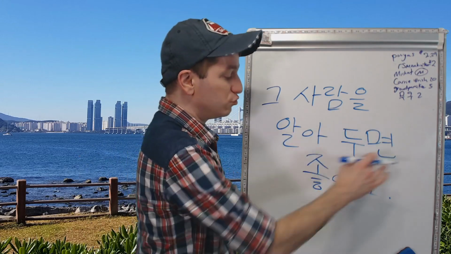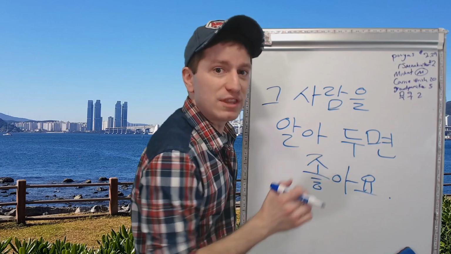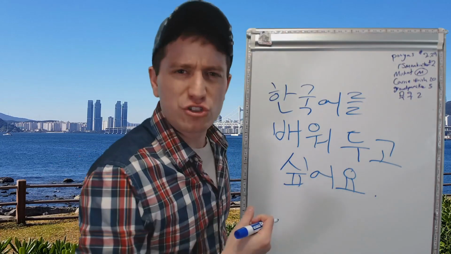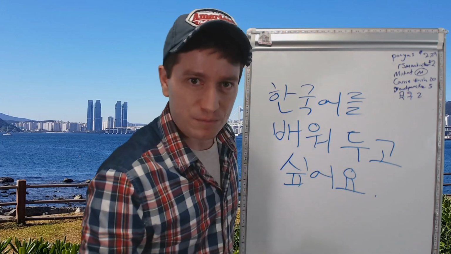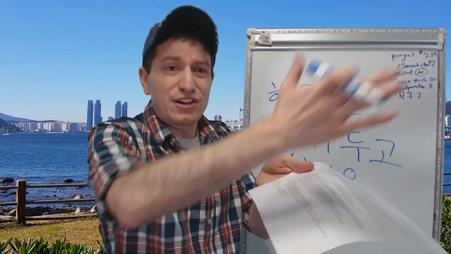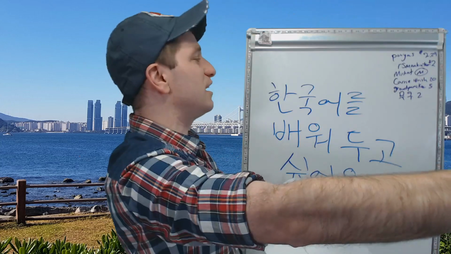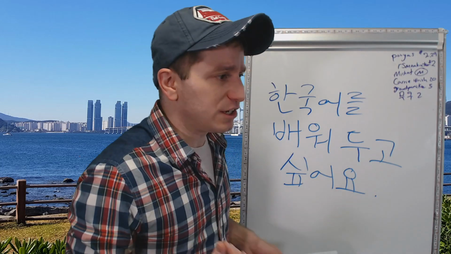그 사람을 알아두면 좋아요. You should know that person and then continue to know them long term. 그 사람을 알아두면 좋아요. Okay, I'm preparing to travel to Korea next year. 한국어를 배워두고 싶어요. I want to learn Korean for later and long into the future. I'm taking my first trip to Korea. I'm going to go live there. 한국어를 배워두고 싶어요. 배워두고 싶어요. I want to learn it long term.